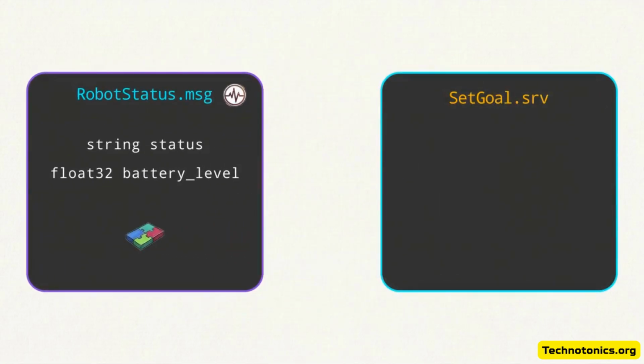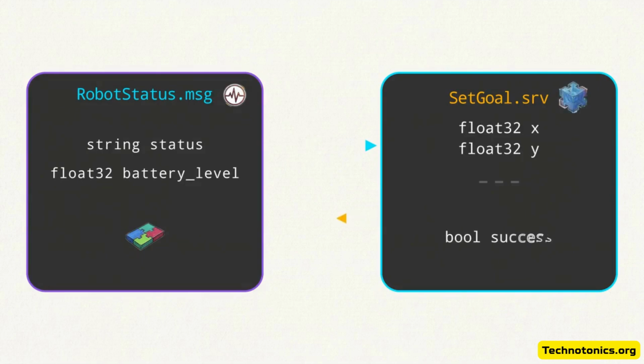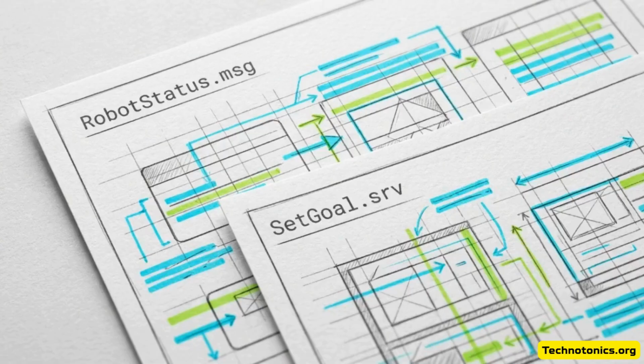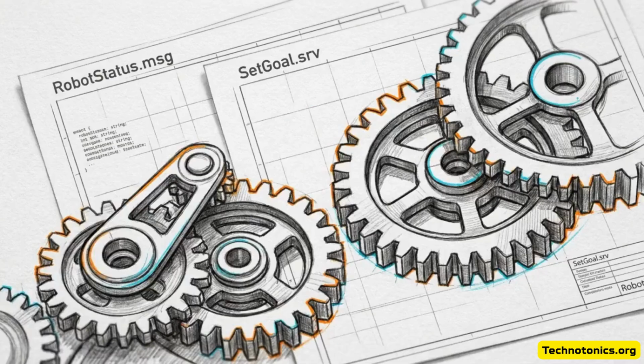Next, create setGoal.srv. Services handle two-way communication, separated by 3 hyphens. Above are the float inputs, X and Y. Below is the output, a success boolean. Right now, these are just simple text files. They act as blueprints, but they remain completely inactive until the ROS build system compiles them into usable code.